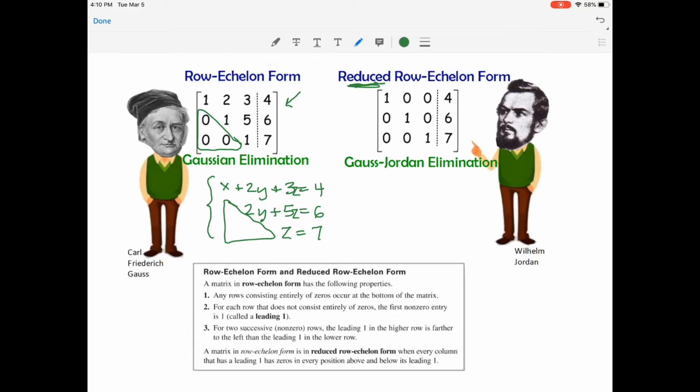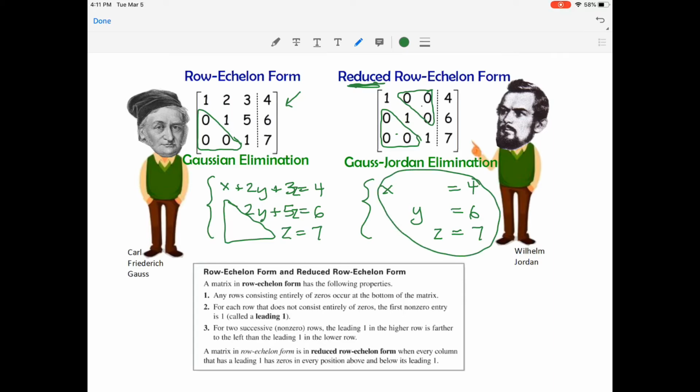Now, reduced row echelon form takes that a step further. It takes Gauss's 3 zeros, and I like to imagine that this Jordan guy comes along and he clears out this top triangle as well. And so Gauss-Jordan elimination leaves us with a system that just has like 1x equals 4 and 1y equals 6 and 1z equals 7. And so if you can get both of these triangles set up as zeros and the diagonal as ones, you actually have already solved for x, y, and z.